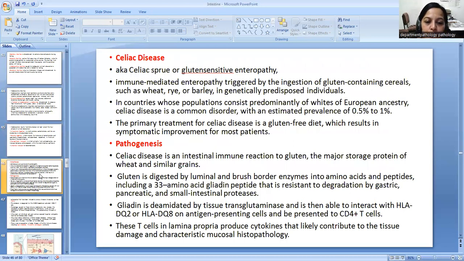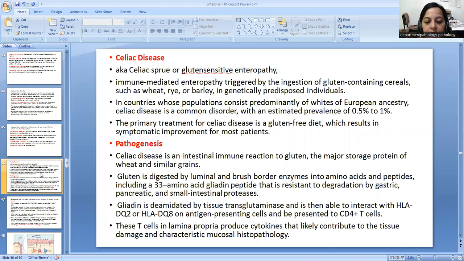Celiac disease, also known as celiac sprue or gluten-sensitive enteropathy, is an immune-mediated enteropathy triggered by the ingestion of gluten-containing cereals such as wheat, rye, or barley in genetically predisposed individuals, in countries whose populations consist predominantly of whites of European ancestry. Celiac disease is a common disorder with an estimated prevalence of 0.5 to 1%. The primary treatment for celiac disease is a gluten-free diet, which results in symptomatic improvement for most patients.